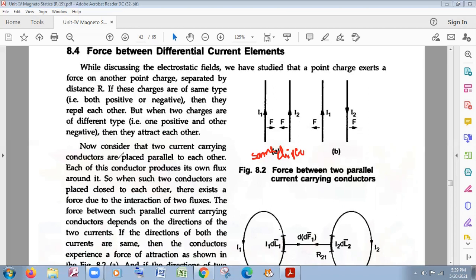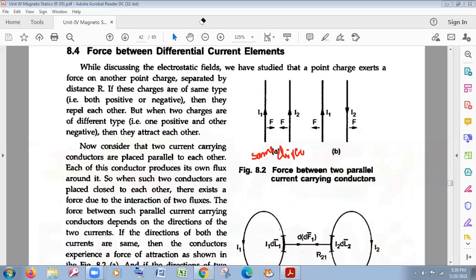Consider the two current carrying conductors placed parallel to each other. Each of these conductors produces its own magnetic flux around it, because a conductor carrying current has a magnetic field surrounding it. According to Fleming's right hand thumb rule, if the thumb is in the upward direction, the magnetic field is in the anti-clockwise direction, and downward means clockwise direction. Got it, my dear friends?